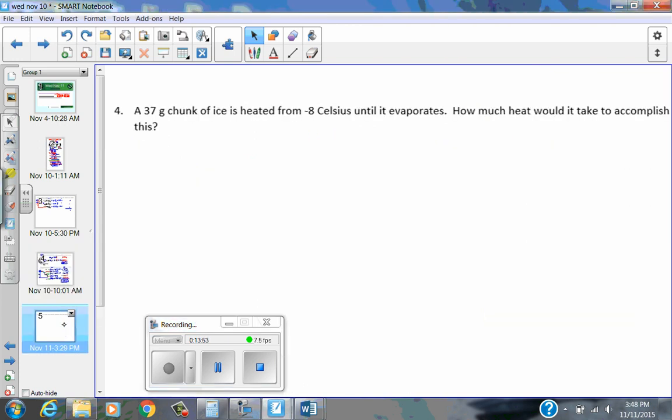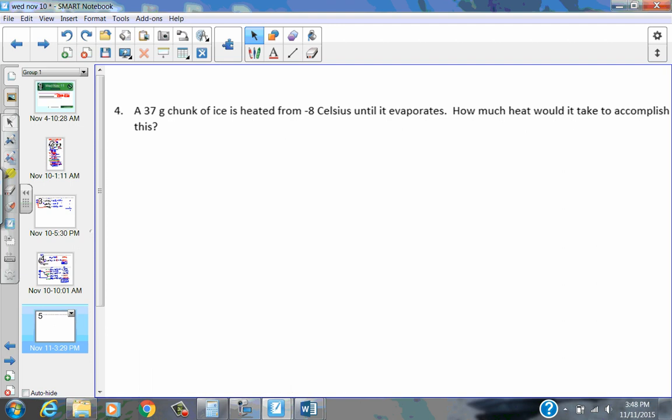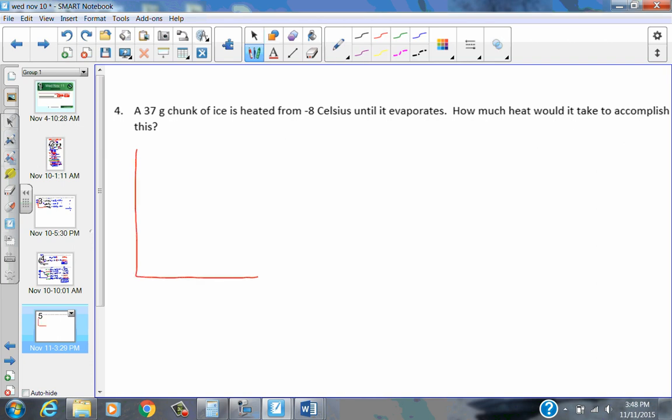Last one. A 37-gram chunk of ice is heated from -8 until it evaporates. How much heat would it take to accomplish this? Step 1, start making a heating or cooling? Well, it's going to be heated up, so it's a heating curve. How cold does it need to be? -8. How hot is it ever going to get? Well, evaporates. What's that temperature? 100 is the hottest it needs to get.